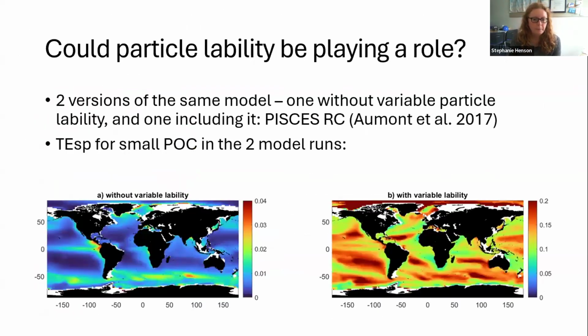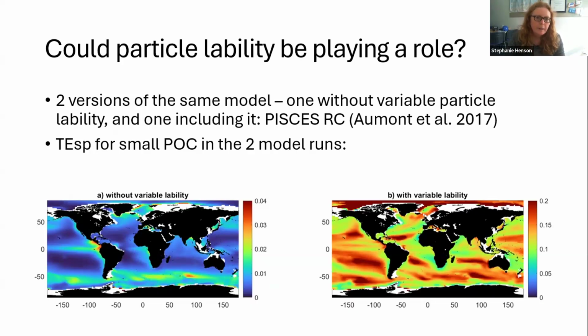So to think about whether this could be an option, we looked at two versions of a model because we don't have a lot of particle lability data out in the field, to be honest. So we couldn't test this directly. But what Olivier Aumont did was to take the limited field data and develop a model where he included variable particle lability. So he took the PISCES model, which is a well-known global biogeochemical model, and ran a version without this extra step in it, the variable lability, and then a version where he did implement the variable lability. So without on the left and with on the right.